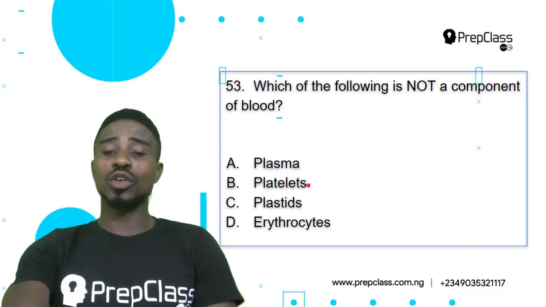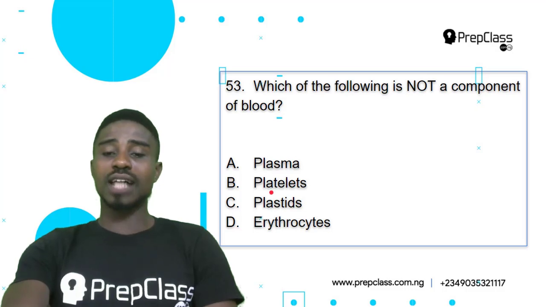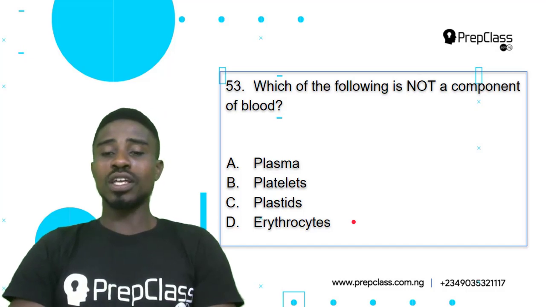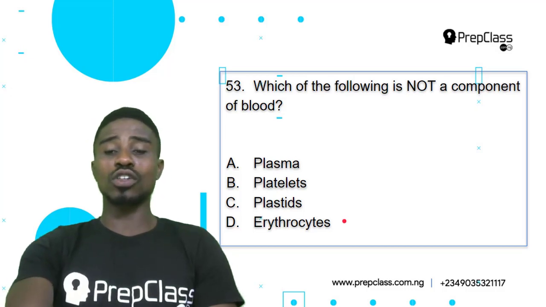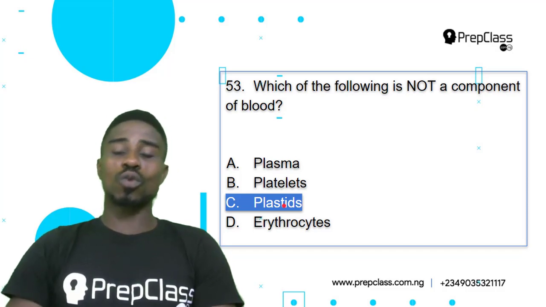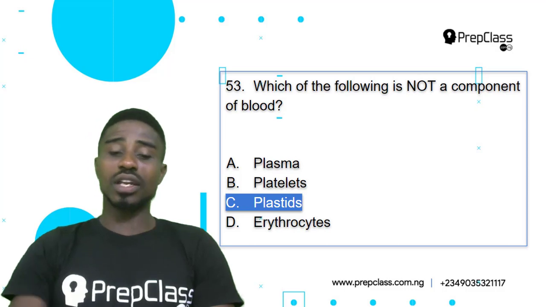So when we have an injury, over time, the injury closes up, it clots up, and that's carried out by the blood platelets. And erythrocytes is also known as the red blood cell, which helps in carrying oxygen throughout the body. So the erythrocyte contains hemoglobin, which is responsible for the redness of our blood, and it also aids in the carrying of oxygen through our body. So our correct answer is option C, plastids. So for question 53, option C, plastids is our correct answer. Let's look at the next question.